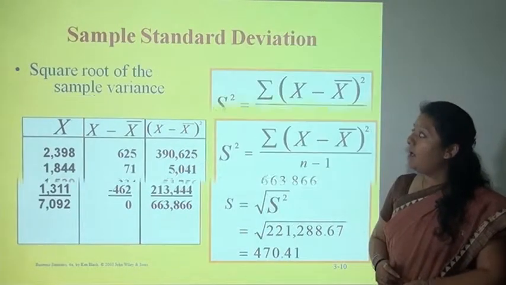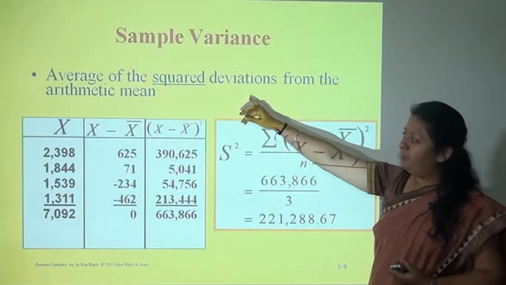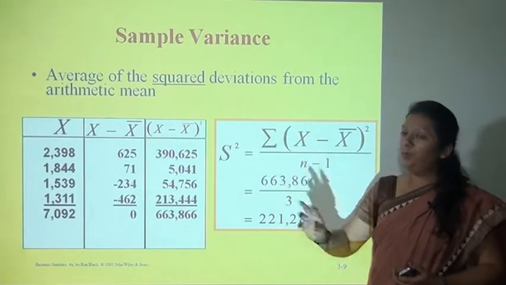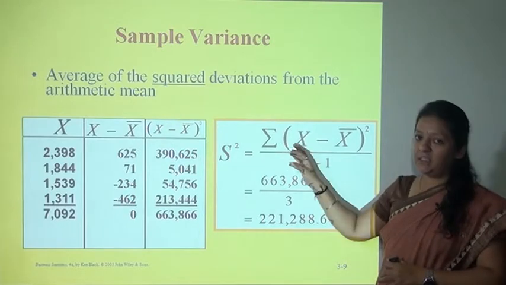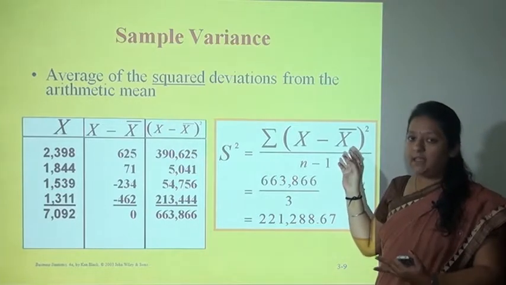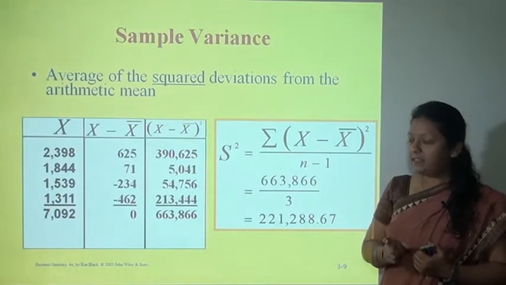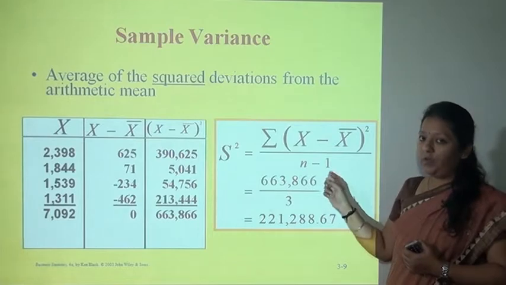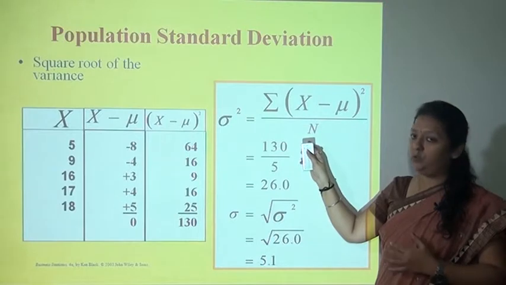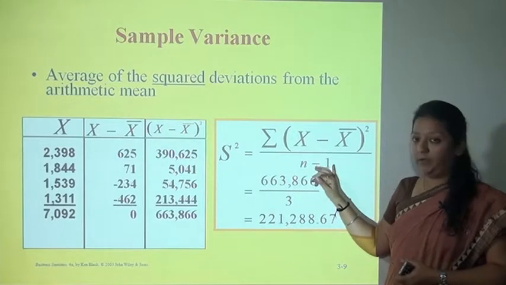Now next is sample variance and sample standard deviation. Sample variance is the same, an average of squared deviations from the arithmetic mean. Both the population and sample calculations follow the same formula for finding sample variance and sample standard deviation. The only difference lies over here: it is capital N in the case of population standard deviation and population variance, and in the case of sample variance it is small n minus 1.